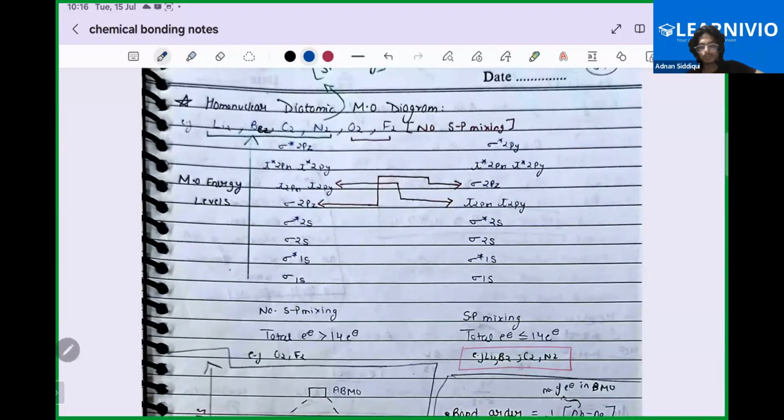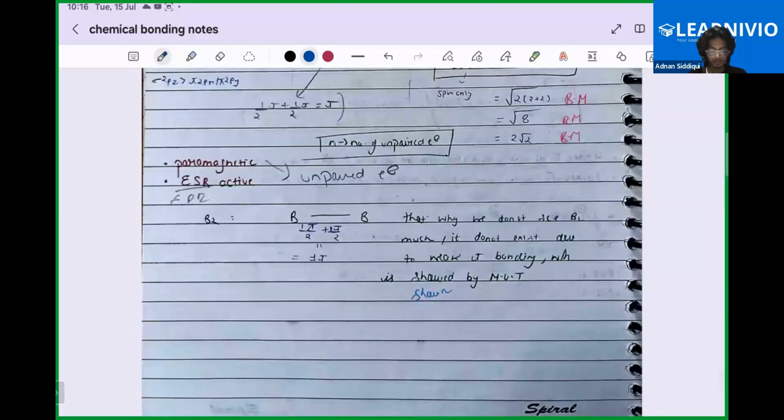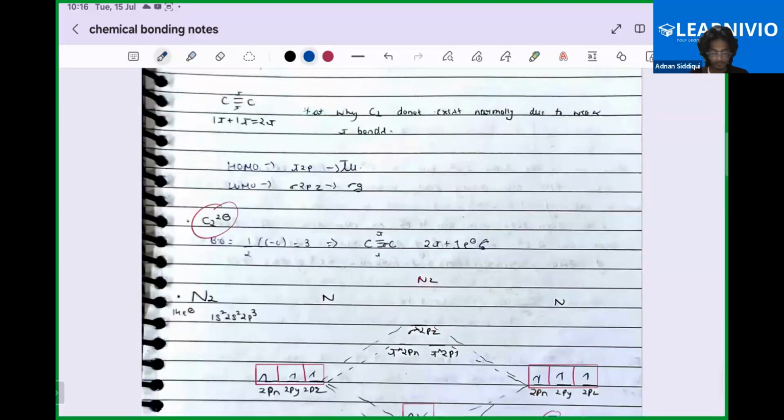If a molecule has more than 14 electrons, then we will not consider sp mixing. If the electrons are less than 14 or exactly 14, we will consider sp mixing. If the electrons are more than 14, we will not consider sp mixing. So now the lowest orbital is pi 2pz.